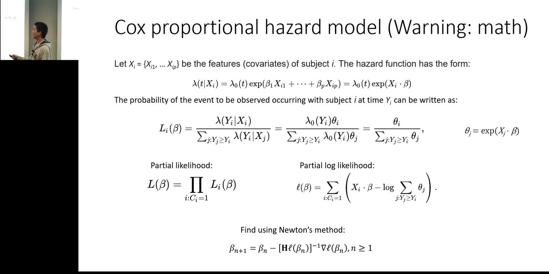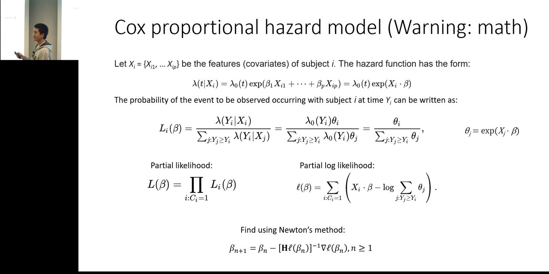So let x_i be a p-dimensional vector, which is going to be your features. If you're a statistician, you'll probably annoyingly call them covariates. I will always call them features. I will never call them covariates, of some subject, for example, i.